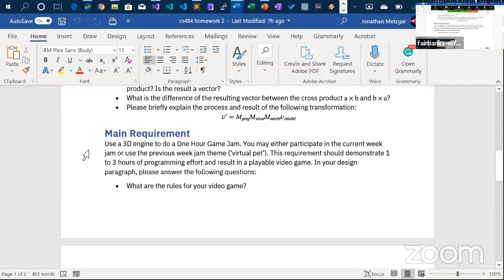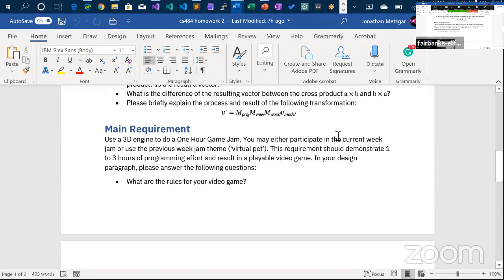Okay, so the main requirement is to do the 1 hour game jam. So this week's jam was virtual pet, and I don't know what this Saturday's will be, that's always up in the air. So this time we'd like to work on getting a playable video game. For homework 1, I think it's just enough that you got something going, that you can move something around on the screen. But by the time we get to homework 2, we should be able to have a game, even if it's just something simple, right?